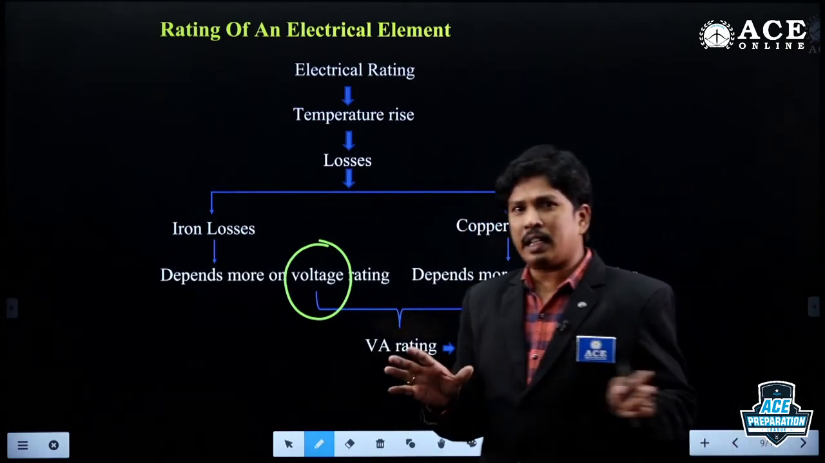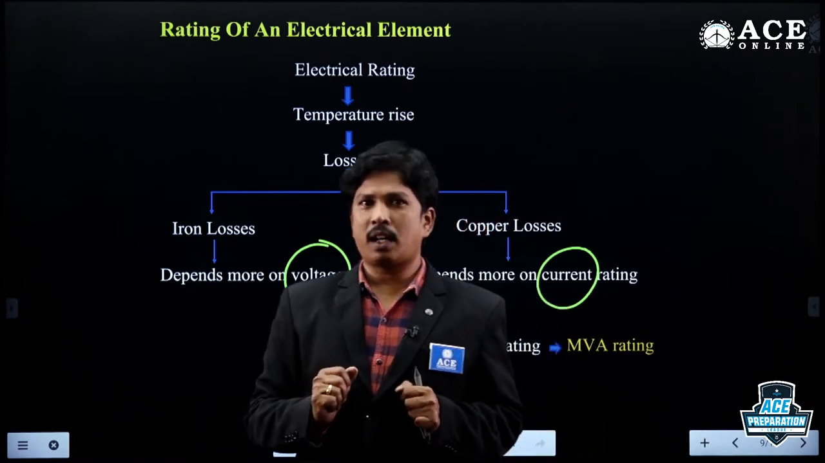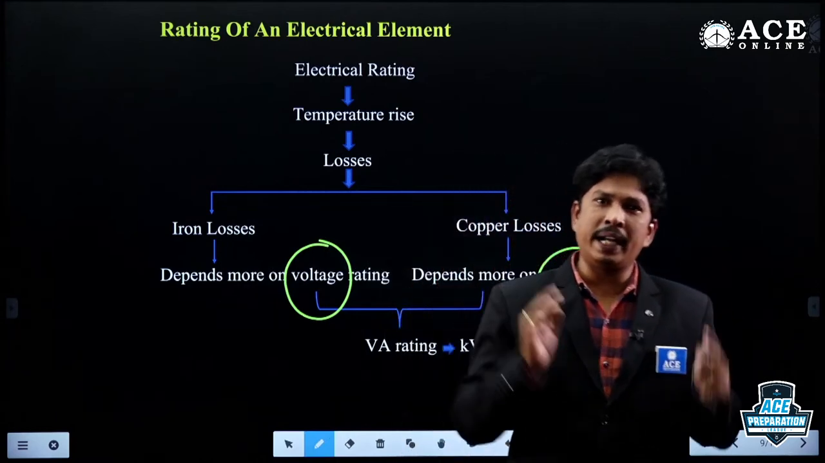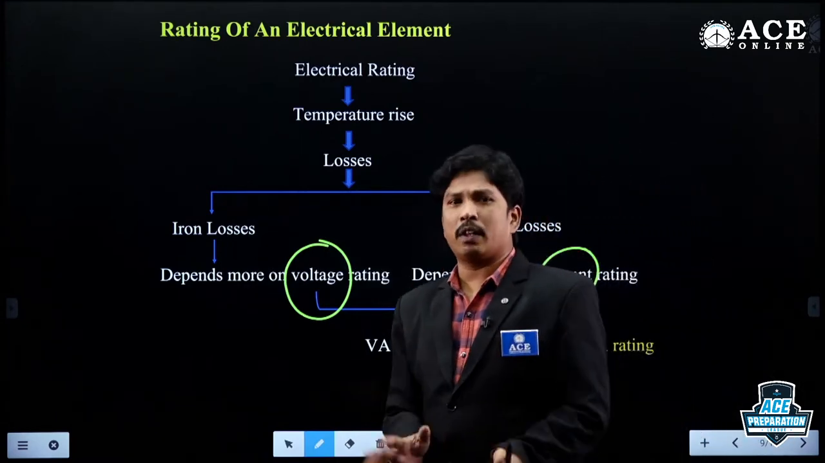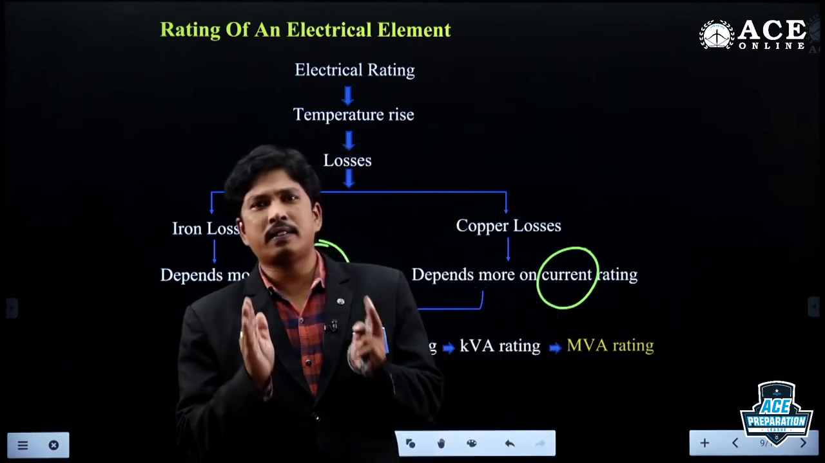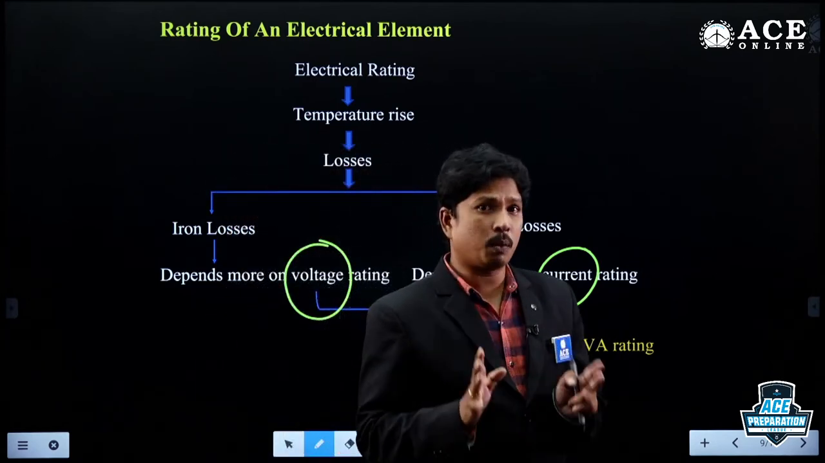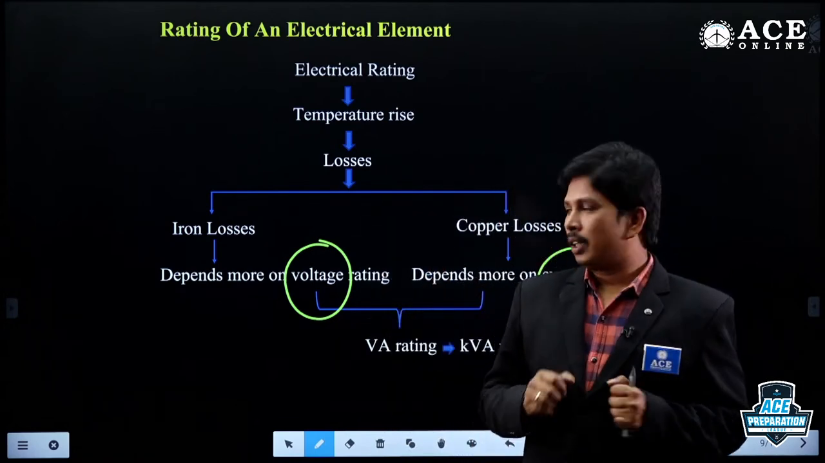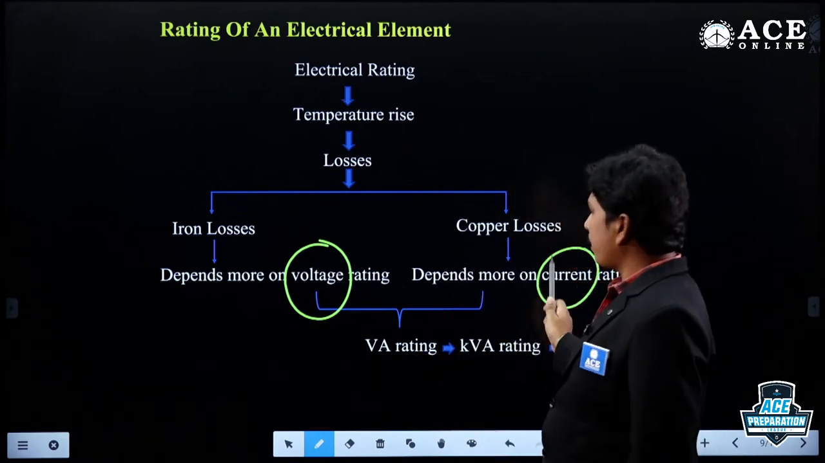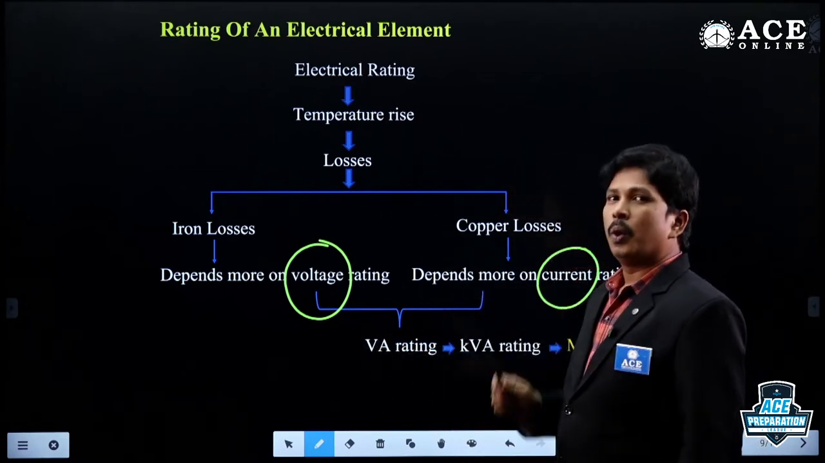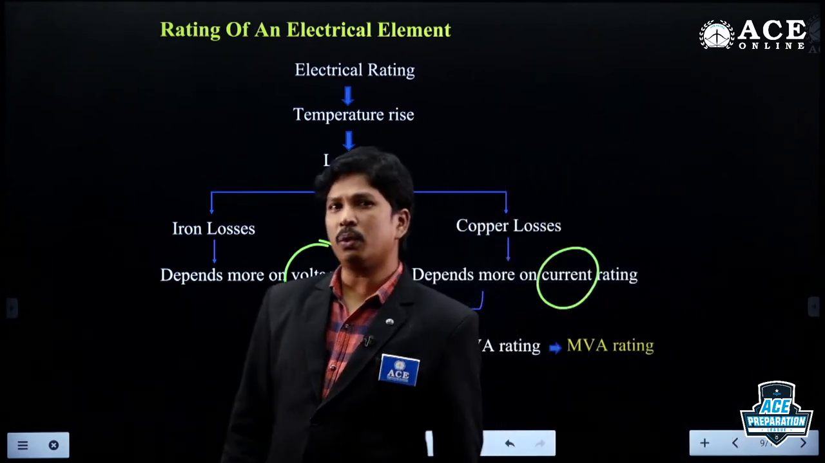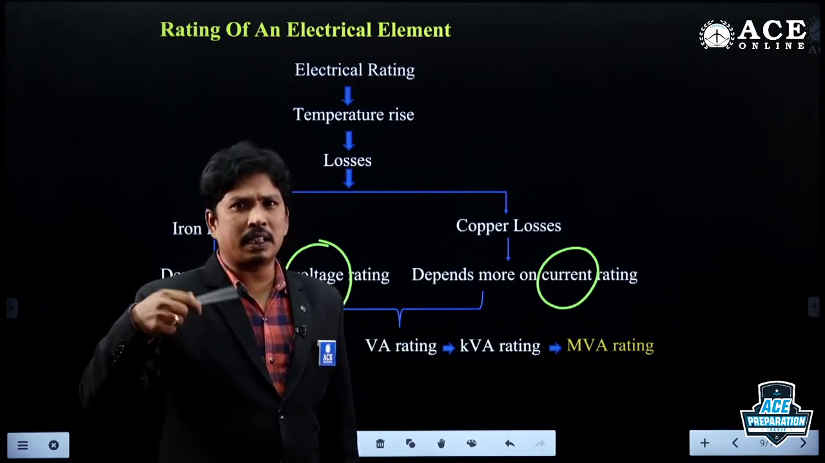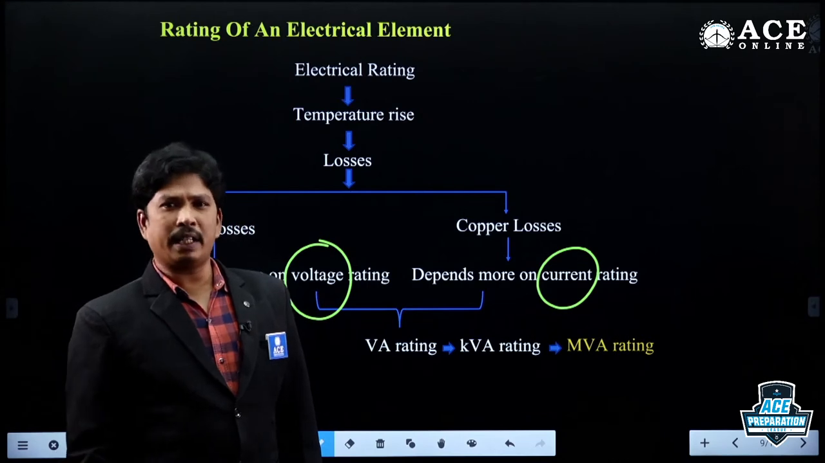And the losses do not depend upon the operating power factor. The losses never depend upon the operating power factor. It may be a lagging load, or a leading load, or a resistive load. What will be the load? The losses always depend upon what? Current and voltage ratings. So from voltage V, from current A, we need to give volt ampere rating.